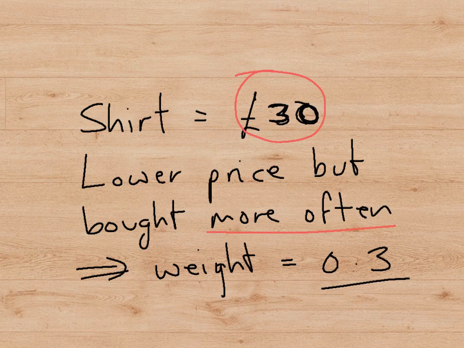However, if we take another example, like a shirt, the price here is much lower, but we do buy shirts more often than we buy mobile phones, and therefore, even though the price is low and doesn't represent a great amount of our income, the fact that we buy them more often gives it a weight of 0.3, which is higher than the weight that we gave to the mobile phone price. So this is the origin of the weights.